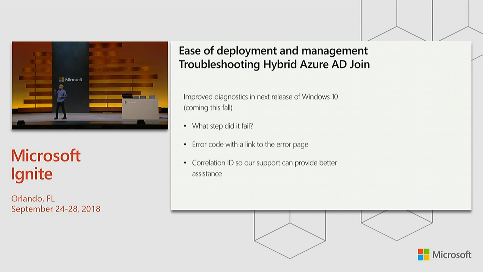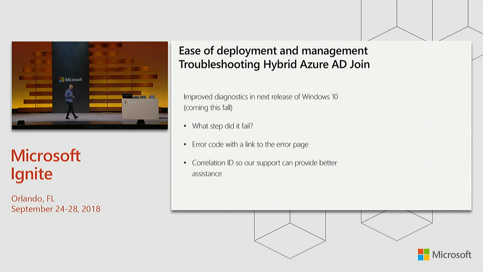So all of these will be caught as part of this DSREGCMD /status that we will be releasing in our next OS, which is, I believe, 1809. That's where you will be able to see things like which step it failed at and what error code it is generating. There'll also be a link that points you to a page that provides a description of the error code and any mitigation that you can take.